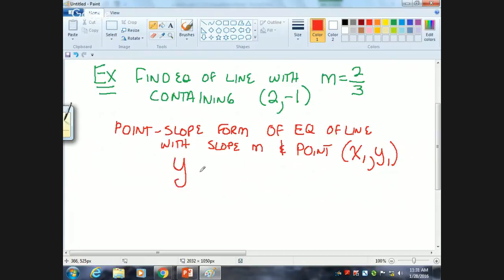I write the letter y minus y1. So I've got just the letter y minus whatever the y of the point is, equals m, parentheses are important here, times the quantity, just letter x, minus x of the point.